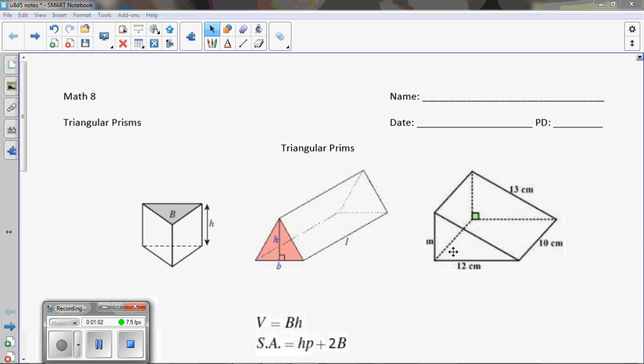So there are different ways you can look at this picture, but they all have 2 triangles connected by rectangles. That's how you know it's a triangular prism. Okay, so here are the formulas for it.